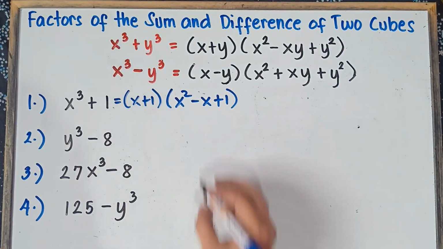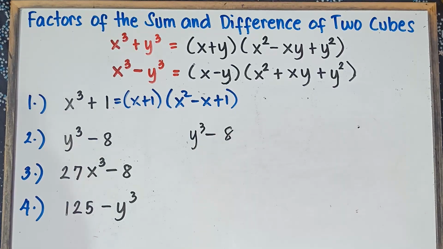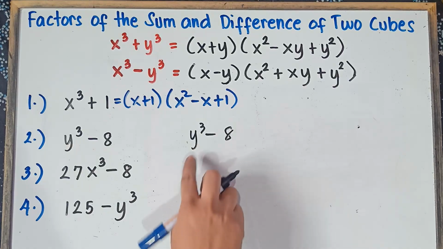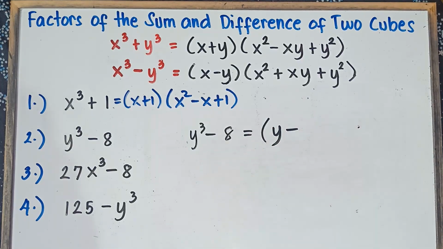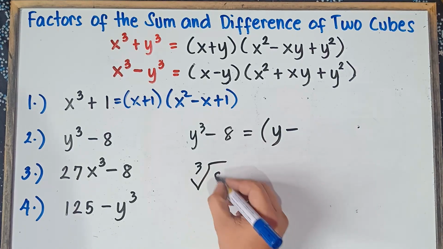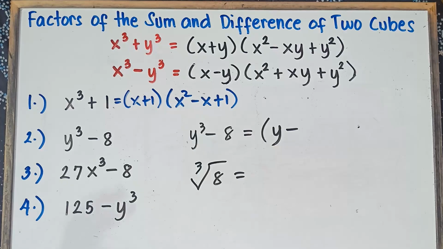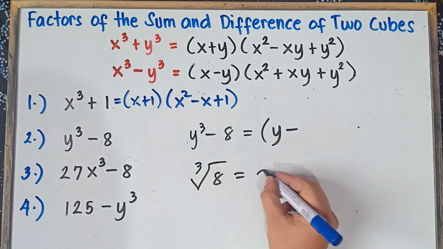So our given, we have y cubed minus 8. Alright, so first step, get the cube root of the first term. The cube root of y cubed, that would be y. And then copy the minus sign. Get the cube root of the second term, the cube root of 8. What's the answer, class? You think of a number, class, that when you multiply it by itself 3 times, you will get 8. What would be the answer, class? That's correct. That would be 2, right?